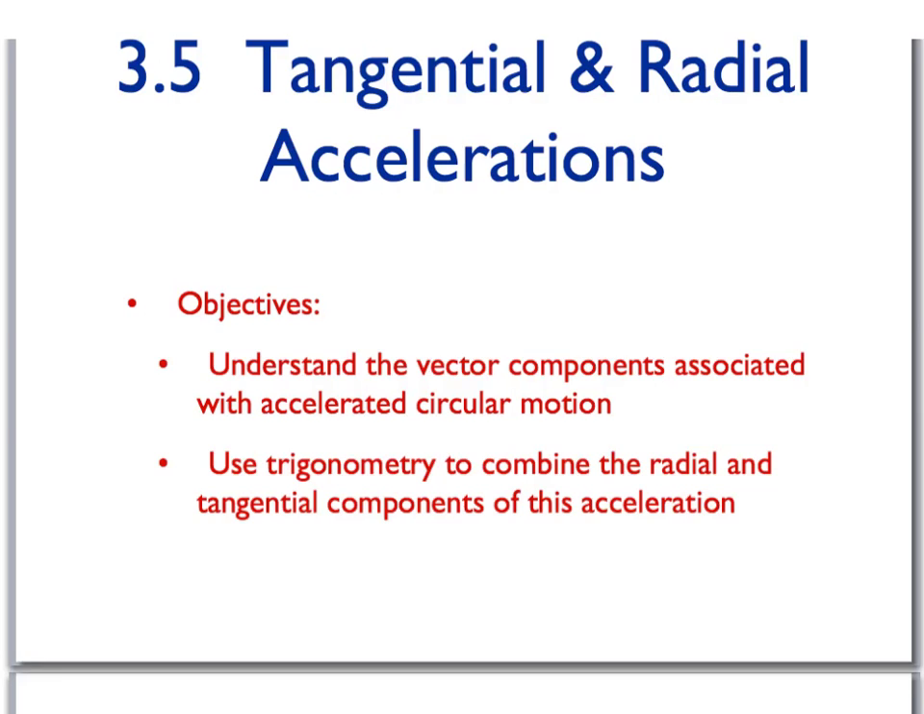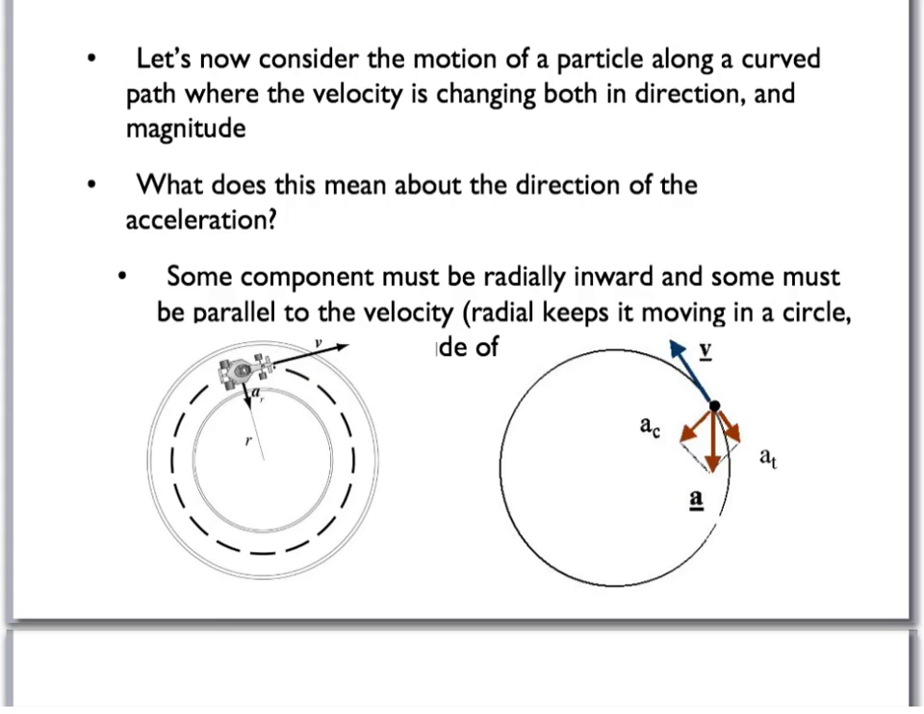So basically what we have going on here is we've got an object that is not only moving in a circle, but it's also going to be either speeding up or slowing down as it moves in that circular path. So let's consider the motion of a particle along a curved path where the velocity is changing both in direction and magnitude. What does that now mean about the direction of the acceleration?